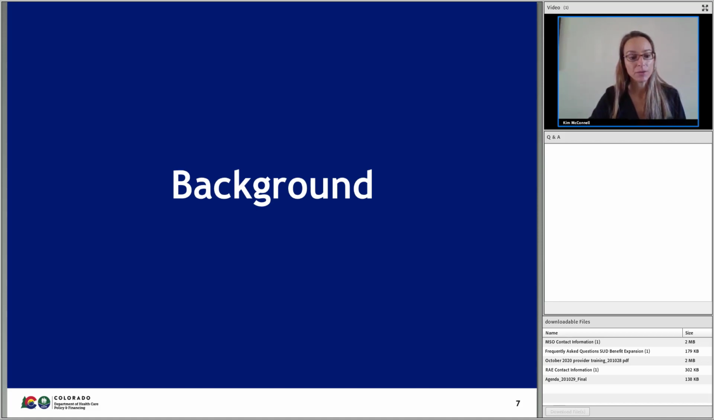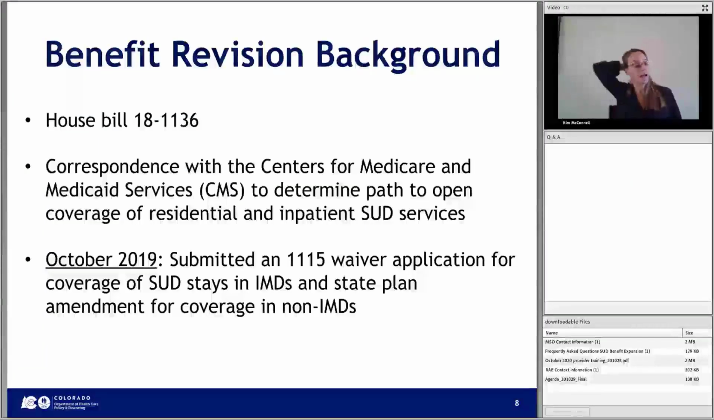So to give you a little bit of background about the benefit and what's coming, we'll start with discussing the bill that passed in 2018. House Bill 1136 compelled our department, the Department of Healthcare Policy and Financing, to identify the federal authorities that would be required to open coverage of residential and inpatient SUD services. In order to cover these services, we need both state authority and federal authority to cover under Medicaid. State authority was granted through 1136 to use, in part, general state funds in order to fund the services.